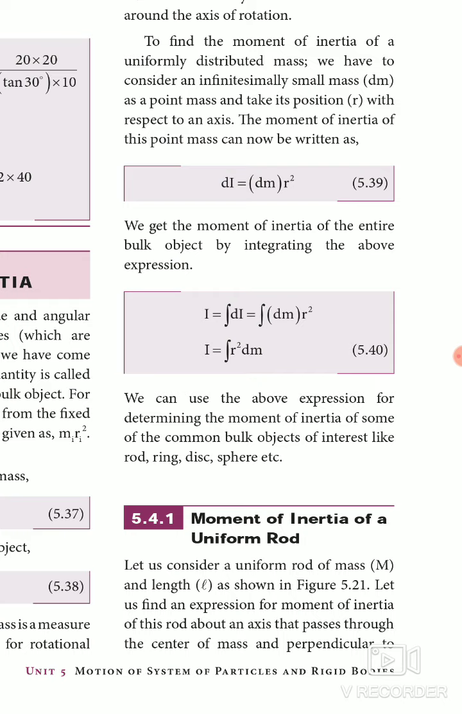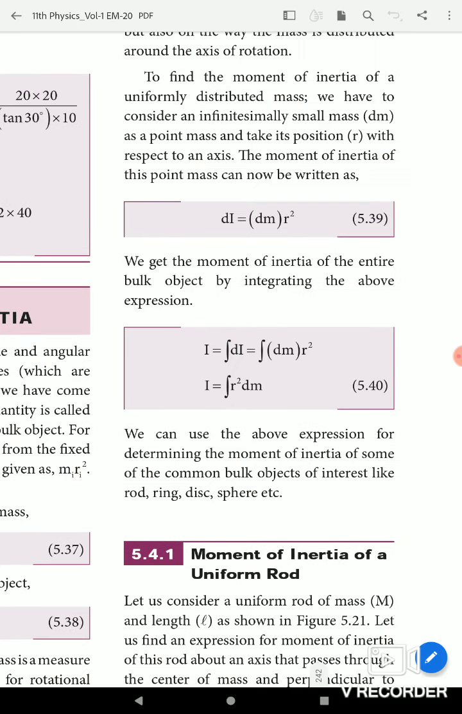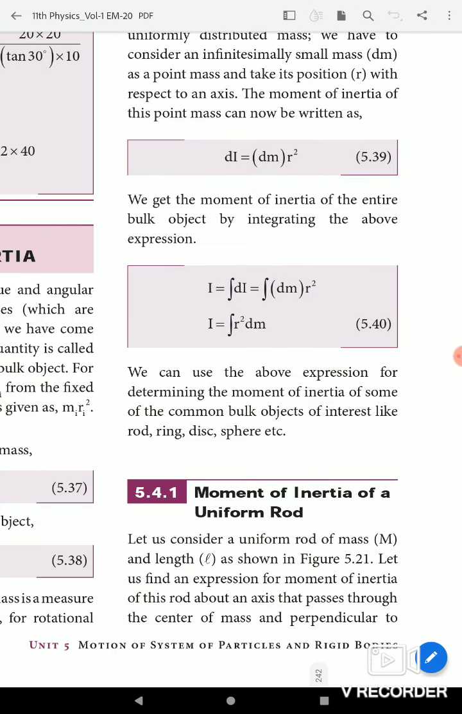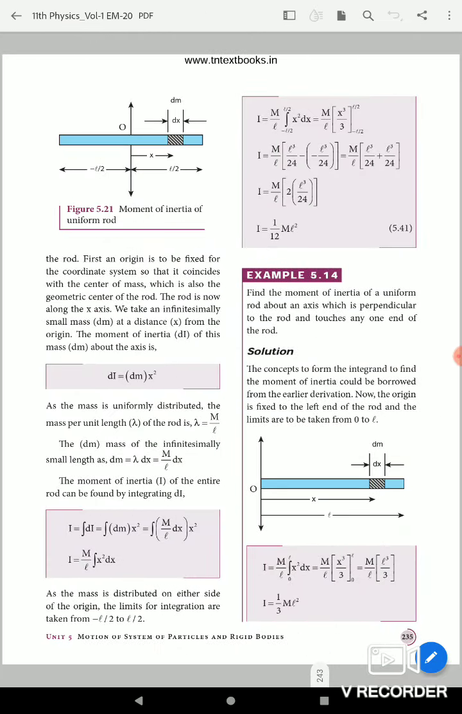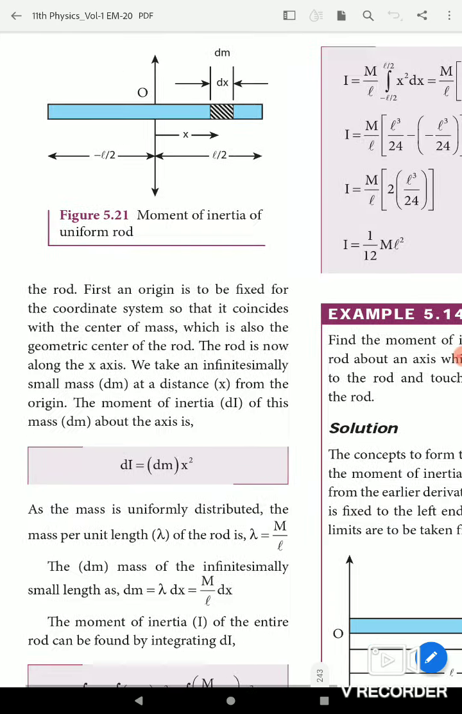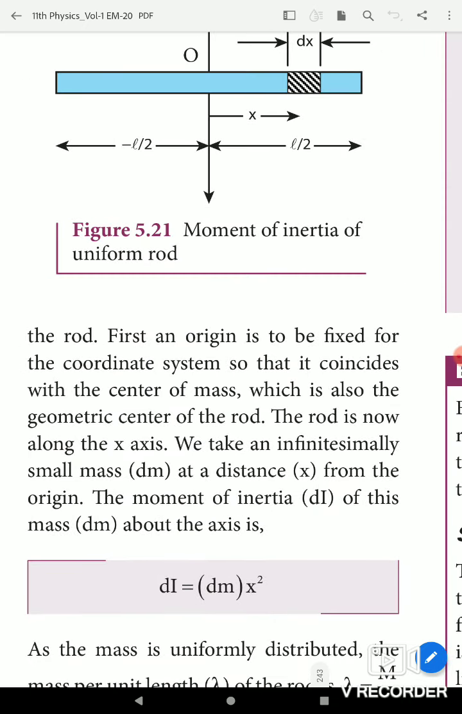The next one is the moment of inertia of a uniform rod. Let us consider a uniform rod of mass M and length L. We find the moment of inertia of this rod about an axis that passes through the center of mass and is perpendicular to the rod. The origin O is fixed for the coordinate system so that it coincides with the center of mass, which is also the geometric center of the rod. The rod is now along the x-axis.